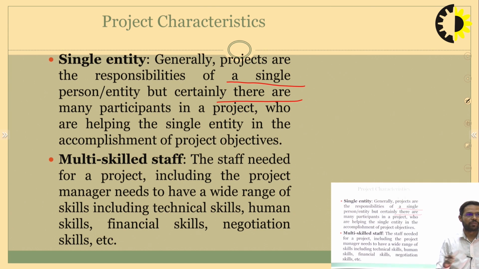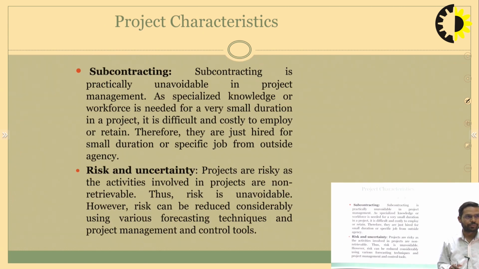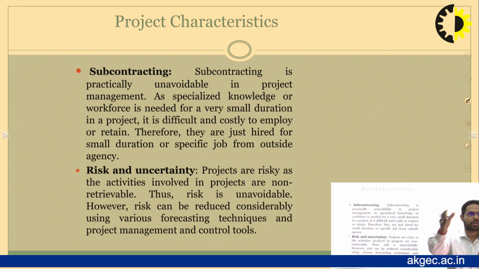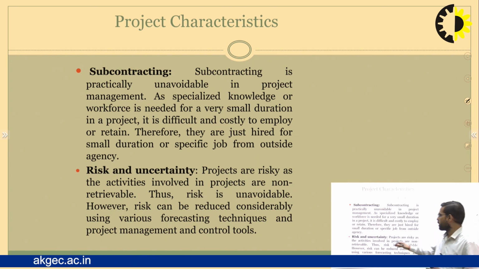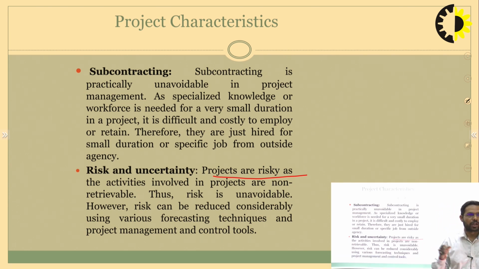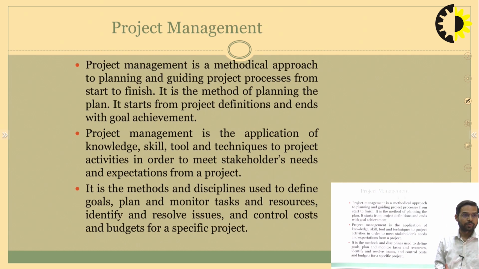Multi-skilled staff: the staff needed for a project, including the project manager, need a wide range of skills, including technical skills, human skills, financial skills and negotiation skills. Subcontracting: we have to contract some part of the project to another agency, or use the divide and conquer method. We divide the activities and give them to another party. Risk and uncertainty: projects are risky as the activities involved are non-retrievable. So risk is unavoidable. However, risk can be reduced considerably using various forecasting techniques and project management and control tools.